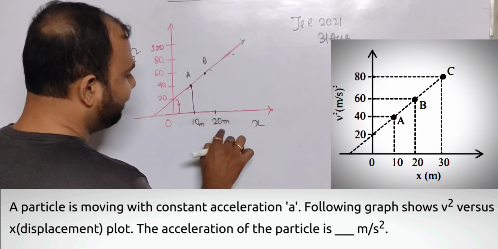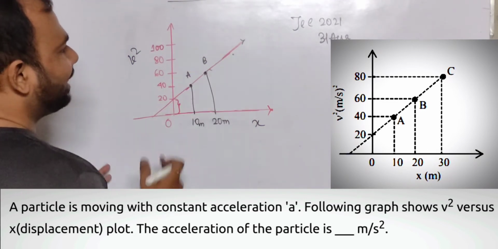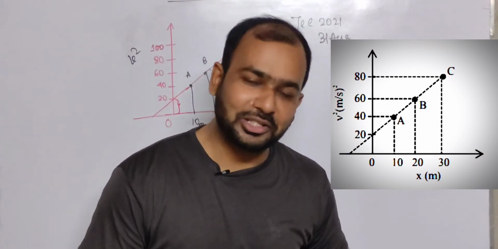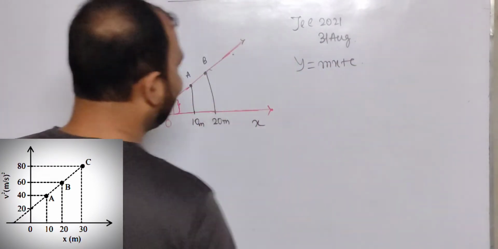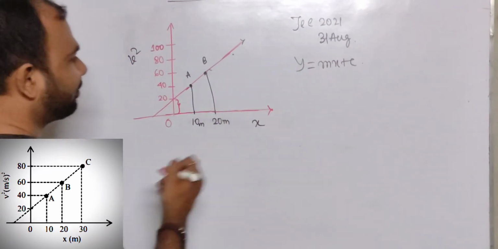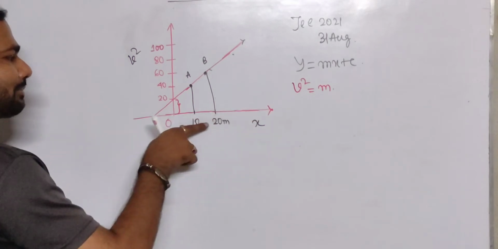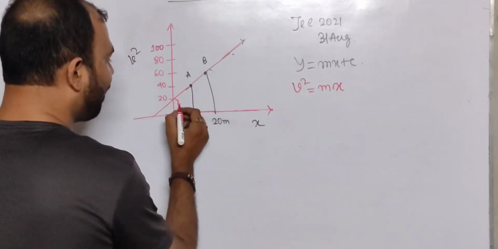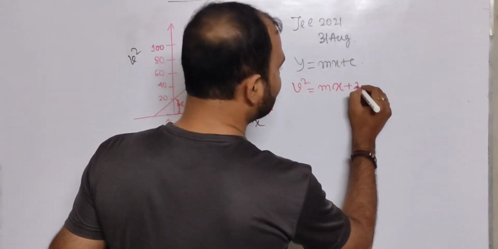When it gets displaced by 20 meter, the velocity square is 60. Simply seeing this line, we can find the equation of this line by using y equal to mx plus c. In the y-axis, we'll replace this y by v square. M is the slope. Along the x-axis, the displacement is represented by x, so we do not change the x. C is the y-intercept, and the value is 20.